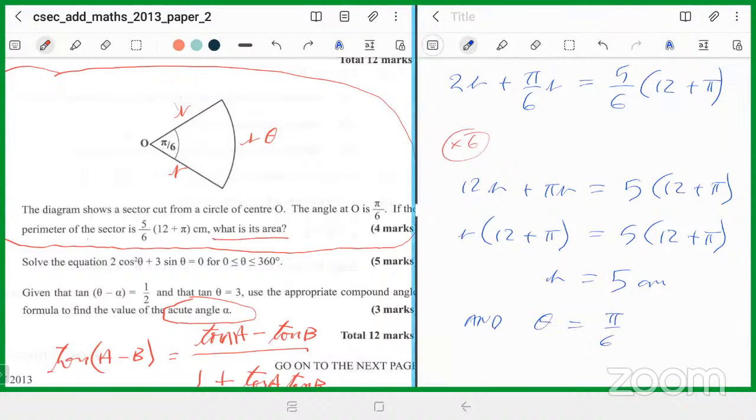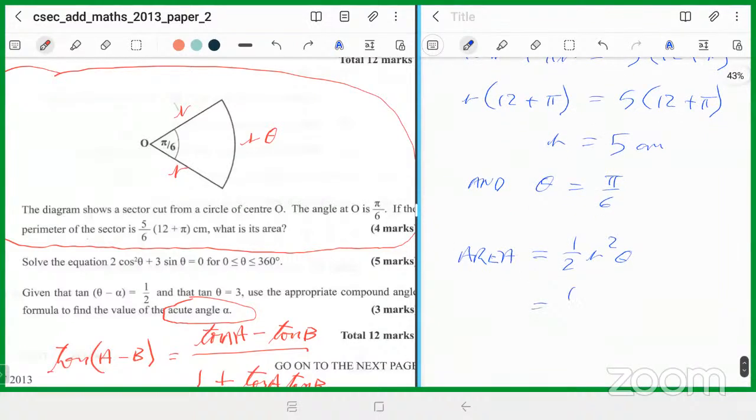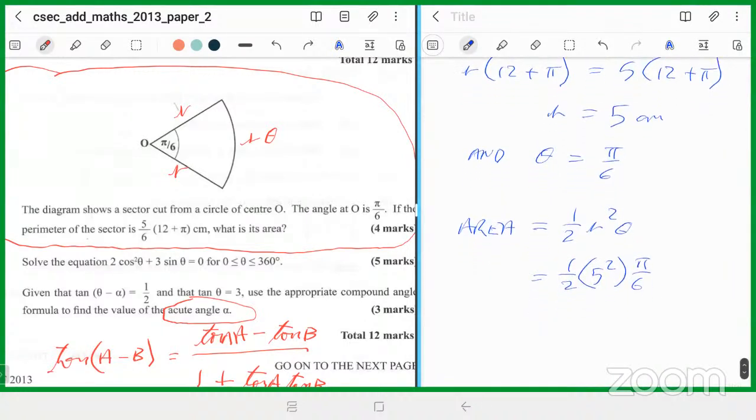Then we can calculate the area. That area is simply half r squared theta, which becomes half times 5 squared times pi by 6. We can leave the answer in terms of pi. It becomes 25 pi by 12, since 5 squared is 25 times pi, and 2 times 6 is 12. The unit for this area is centimeters squared. And that is it.